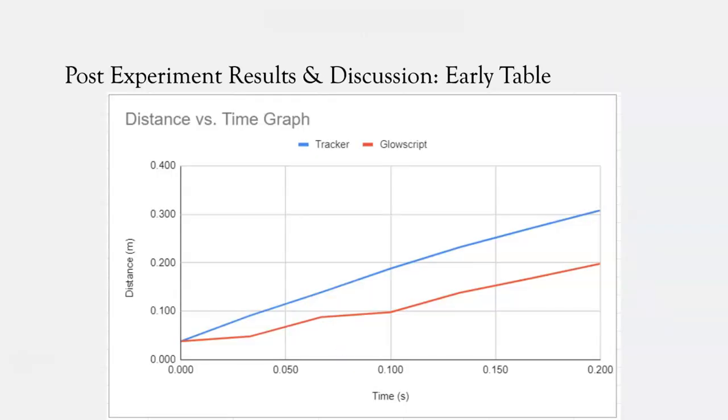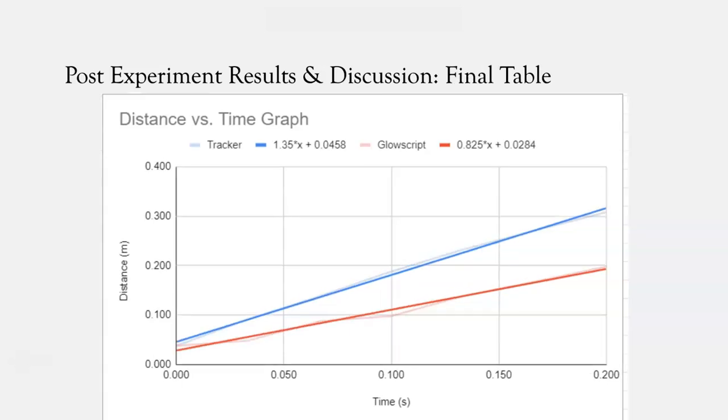So taking the two data sets from tracker, real world, and GlowScript, virtual, we end up getting these graphs that are a little janky, but putting them through Google's process allows us to get linear lines. However, the lines are different in slope and even in their intercept. Now, to explain why this occurs, why is the real world graph faster than the virtual graph?